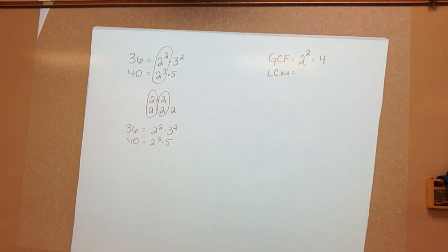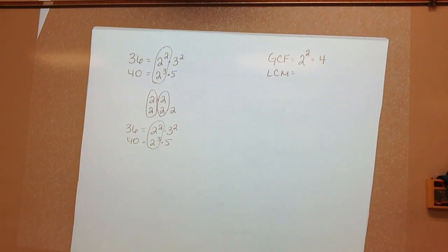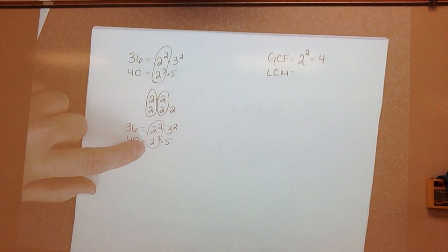All right, so now I want to see, okay, they both have 2's. This one has a 3. This one has a 5. I'm going to find the largest power between the 2 of them. This is where this one's a little bit different. Which one's bigger, 2 squared or 2 cubed? 2 cubed is bigger, so I'm going to pull that one out.